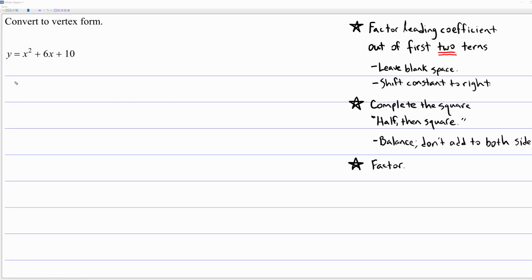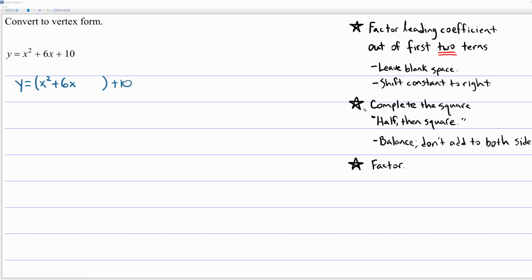So what that means is, if we had factored out a leading coefficient, we would have used a parenthesis to factor it, and we would have factored it out of the first two terms. Now what we're doing is we're getting ready to complete the square. So just like when solving an equation by completing the square, you leave a blank space. I'm going to close that parenthesis, and I'm just going to shift the constant term, this plus 10, to the right.